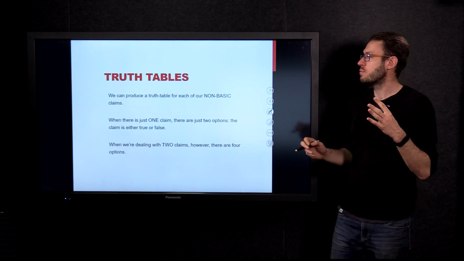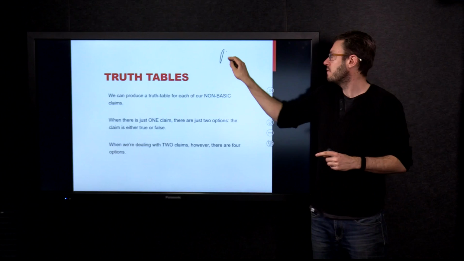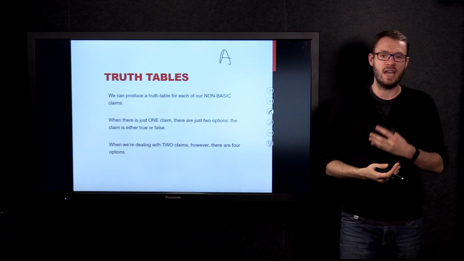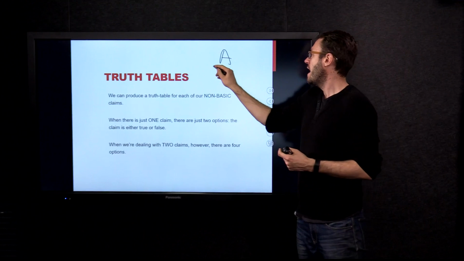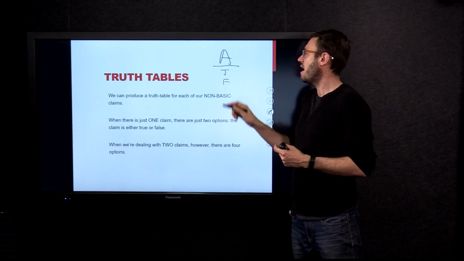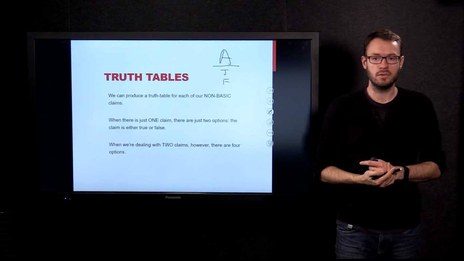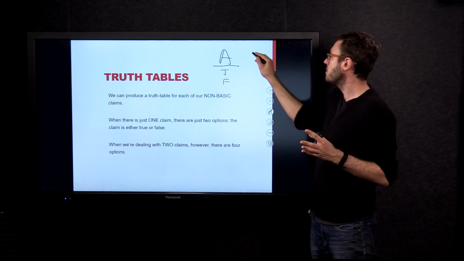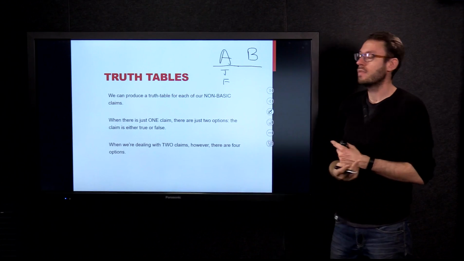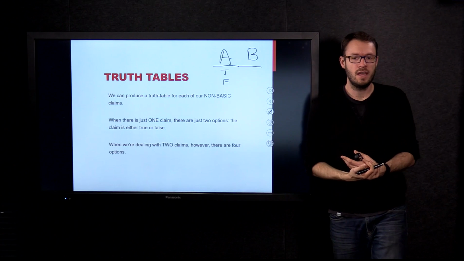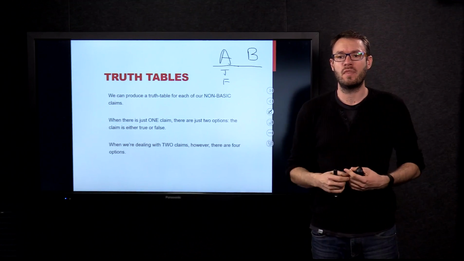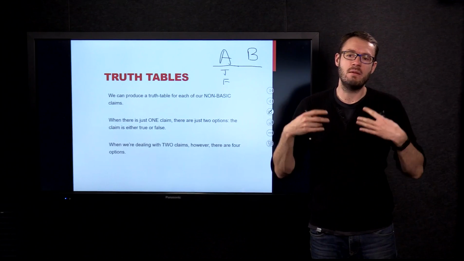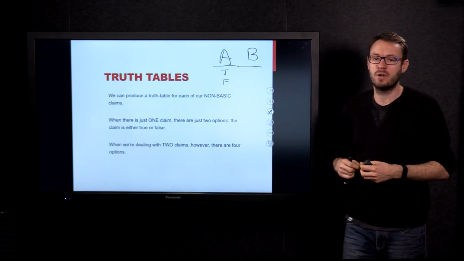So when we're dealing with just one claim, when we're just looking at A, say, and we're thinking, okay, what are the possible situations under which A is true or false, then we just seem to have two. Either A could be true or A could be false. But suppose we have a second proposition. If we have a second proposition, then we increase the number of possibilities that there are. And as we add more propositions, we keep increasing the number of possibilities.